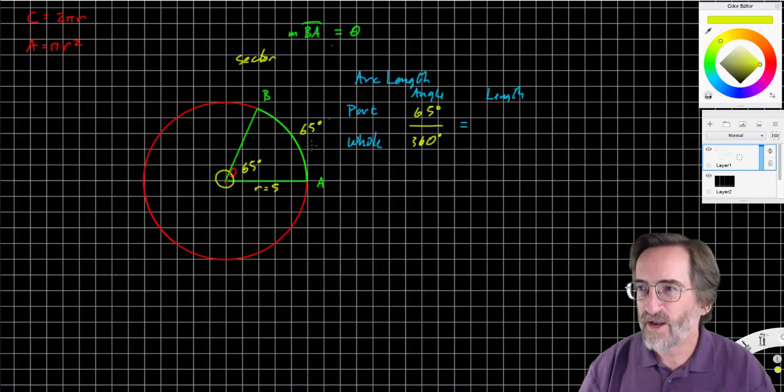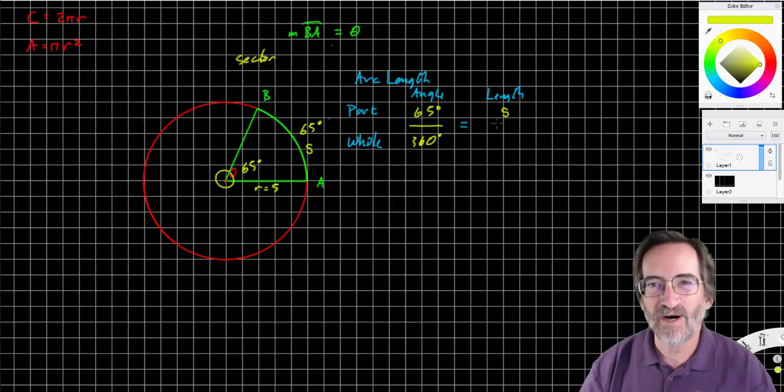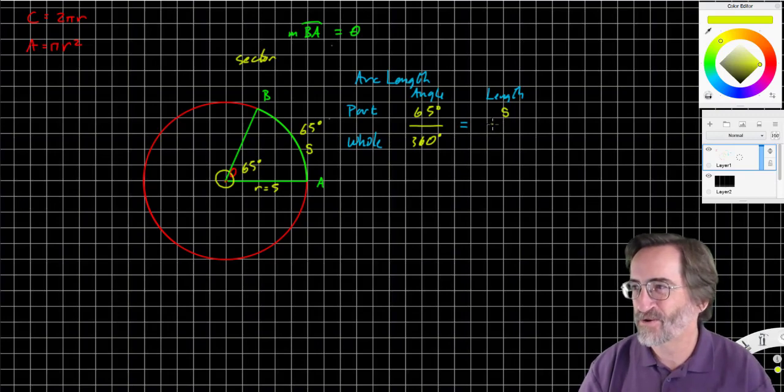We're going to call that S. And for some reason they use S for arc length a lot. Got to make sure your S's don't look like 5s. My S's tend to look like 5s.